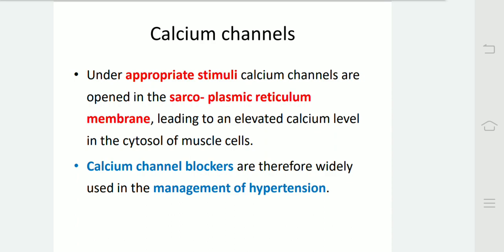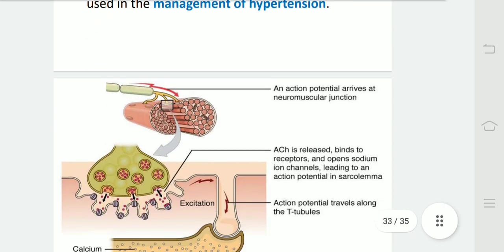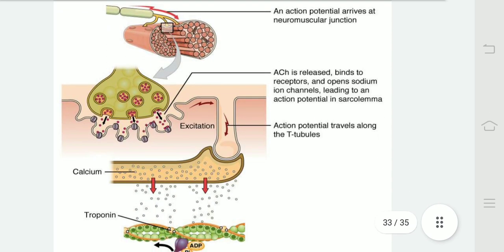Coming to calcium channels. Under appropriate stimulus, calcium channels are opened in the sarcoplasmic reticulum membrane, leading to an elevated calcium level in the cytosol of the muscle cell. Calcium channel blockers are therefore widely used in the management of hypertension. In this diagram, we can see that calcium channels are open in the presynaptic membrane. It is captured by the muscle and an action potential is generated.